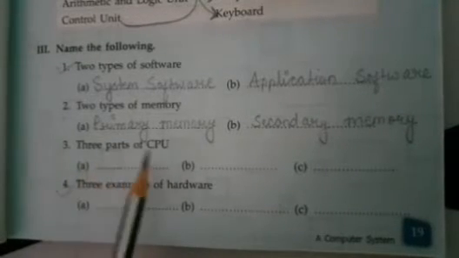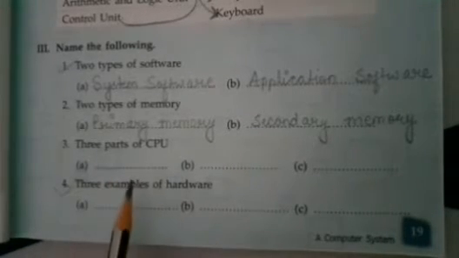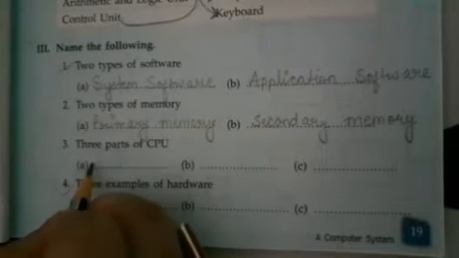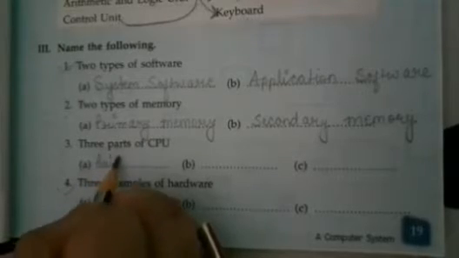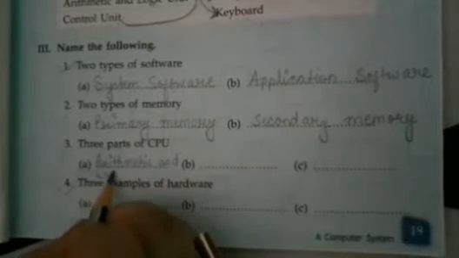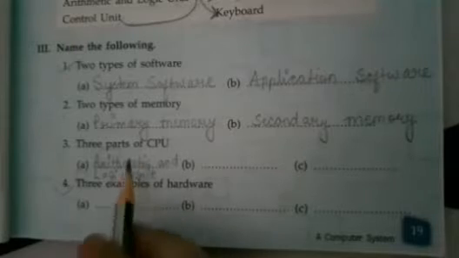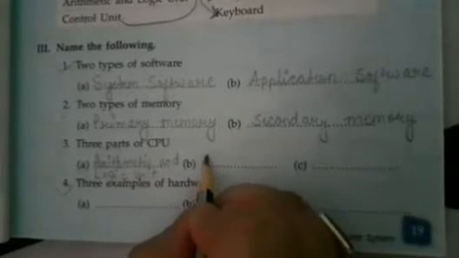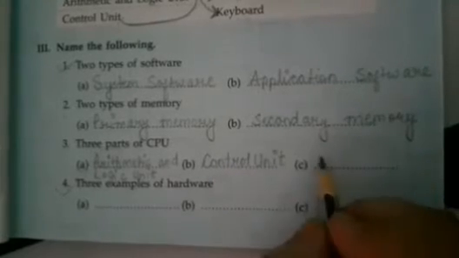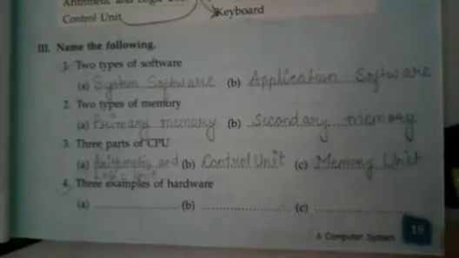Three parts of CPU. Now children, CPU is divided into three parts. Now what are those three parts? Yes, the first part is the arithmetic and logic unit. Arithmetic and logic unit means ALU. ALU is the first part. Now the second part is control unit. And the third part is memory unit.